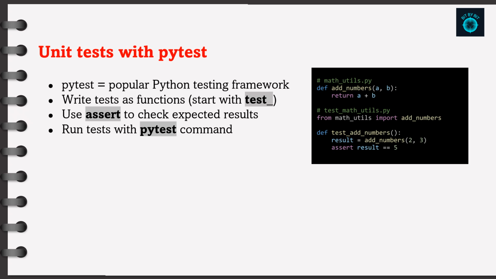To run tests, we simply type the command pytest in the terminal, and pytest will automatically discover and execute all test functions. This process makes it easy to verify that small pieces of our application, called units, behave as expected. That is why these are called unit tests.